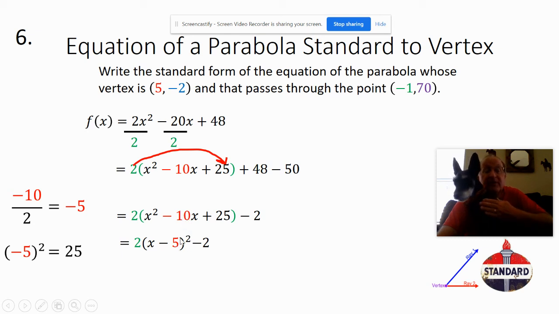Notice the negative 5 doubles to negative 10. Negative 5 times negative 5 is 25. Still times my a term, which is 2. I have just changed this from standard form to vertex form with my help from my good friend here, Ringo.